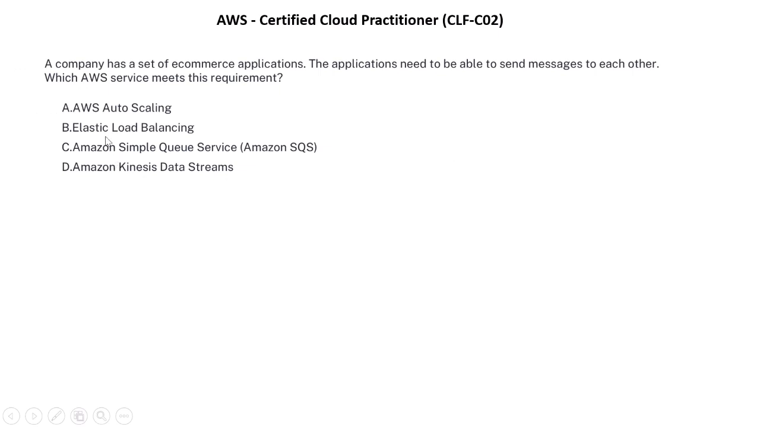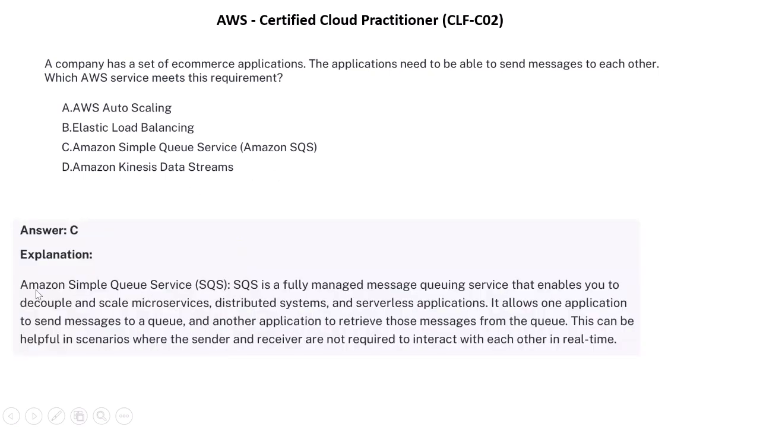Next question. A company has a set of e-commerce applications. The applications need to be able to send messages to each other. Which AWS service can meet this requirement? The options are option A, AWS Auto Scaling, option B, Elastic Load Balancing, option C, Amazon Simple Queue Service, option D, Amazon Kinesis Data Streams. The correct answer is option C, Amazon Simple Queue Service.